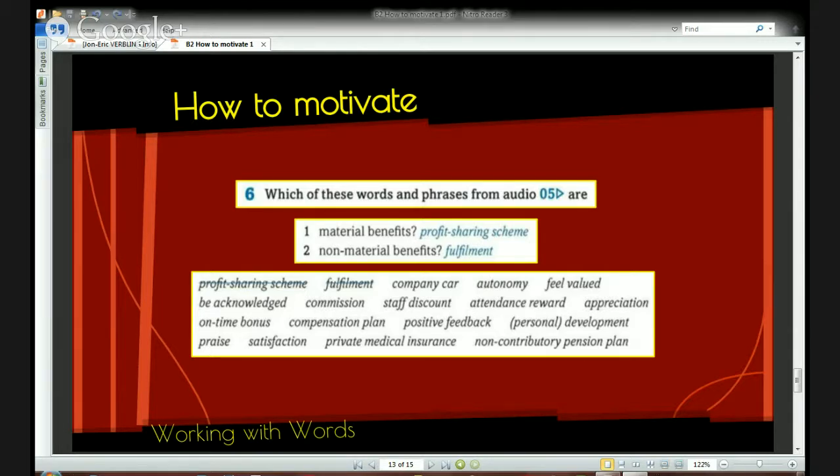What's next? On-time bonus. It's material benefits. Right, because again, bonus and reward mean money. And Ahmed? Okay, compensation plan. Money as well. Because compensation means what here? Because I was thinking of that word, pension. Yeah, that's why I said it's a material benefit. I really don't know. What does compensation mean? Well, it is a material benefit. It is. So compensation plan, compensation is your salary, basically.